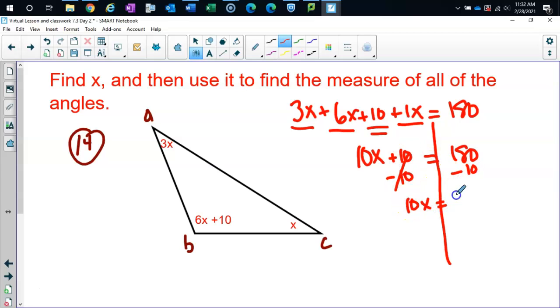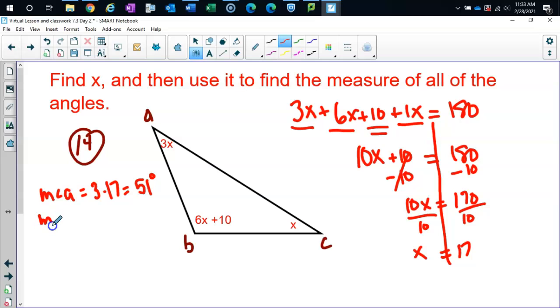10x equals 170. Divide both sides by 10, and we get x is 17. Now, find the measure of angle A. Go. All right, measure of angle A is 3x, but we just found x to be 17. So that means 3 times 17 gives you 51 degrees.